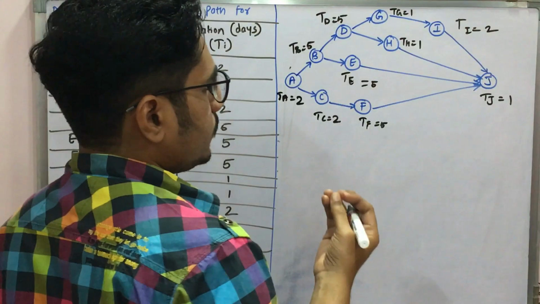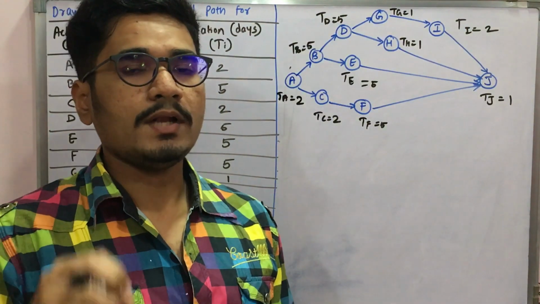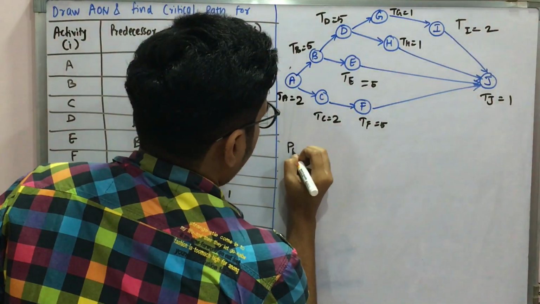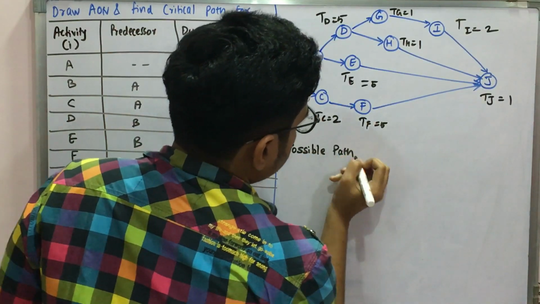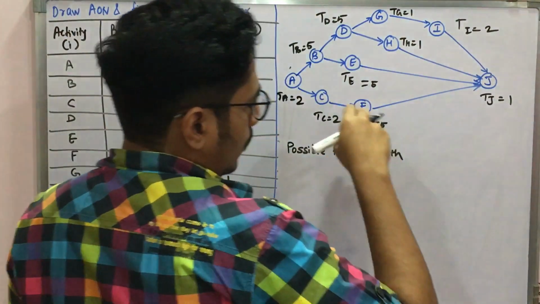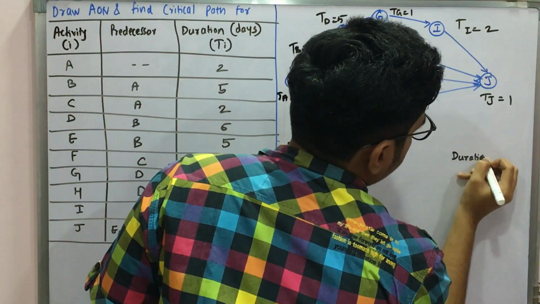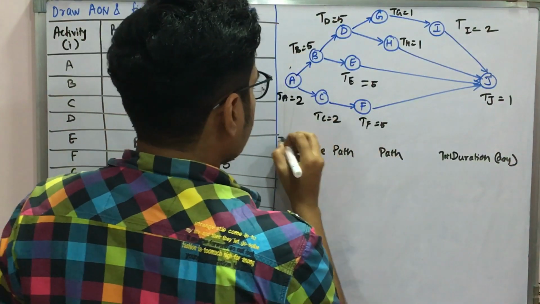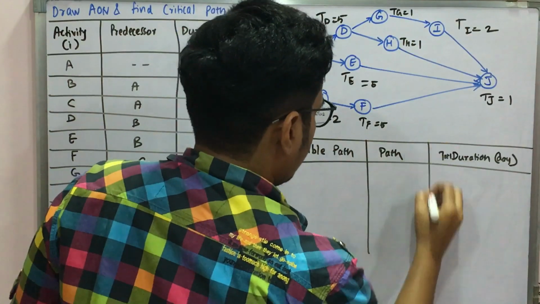Now what will we do? In order to determine the critical path, we'll consider a table, and that table will have all the possible paths in this particular AON network. So we demonstrate the possible paths, then the actual path which we will be traversing, and then finally you have the total duration in days, or the activity completion time for the entire network.